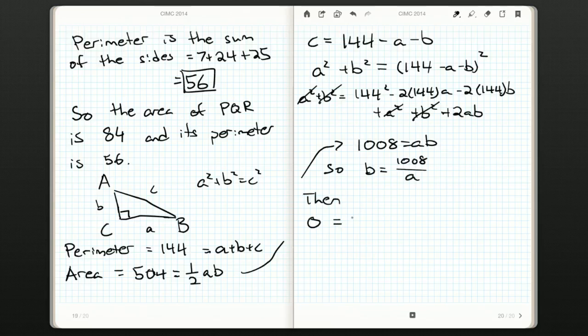Then we get 0 is 144 squared. So what's that? 20,736 minus 288a minus 288 times 1008 over a. So I can definitely see I'm going to multiply through by a and get a quadratic. Plus 2 times 1008. All right, when we plug this into this formula right here, this 1008 equals ab. We plug that in for ab, so we get 2 times 1008.